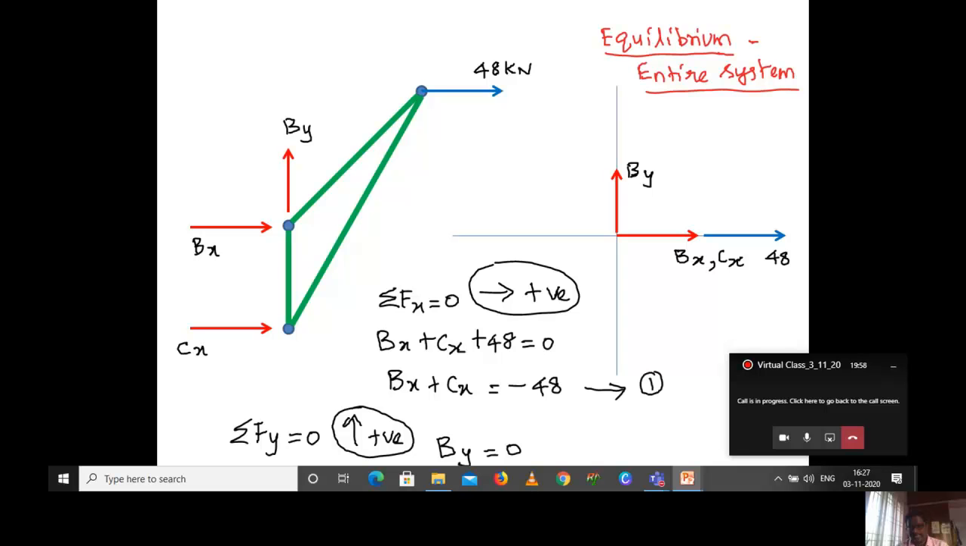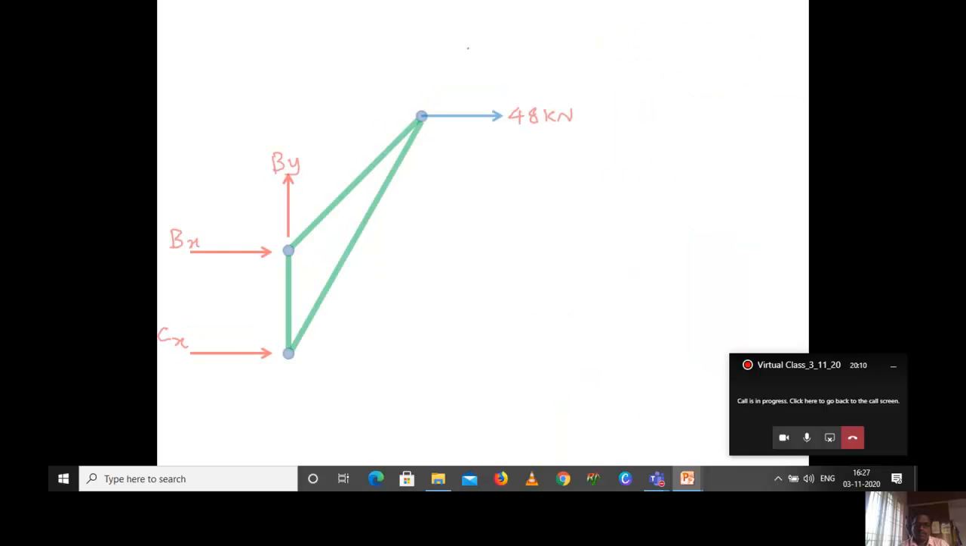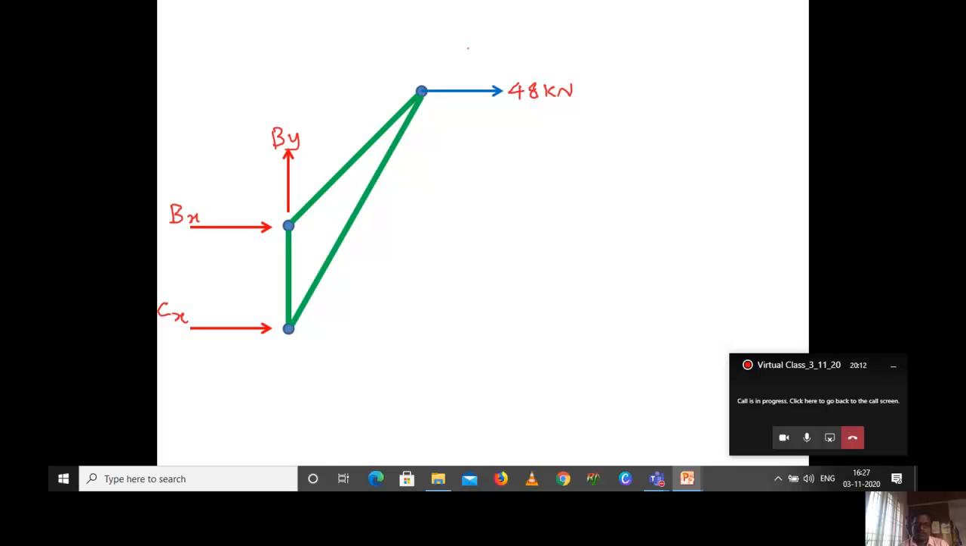So we are having one more option, that is summation of moment about any one particular point in the structure is also 0. So we are going to calculate next, that is moment about any one point. Now I am giving you the same thing, that is 48 kilonewton, and we are having two forces Bx and By in B and Cx in C point. So now we are going to calculate moment.